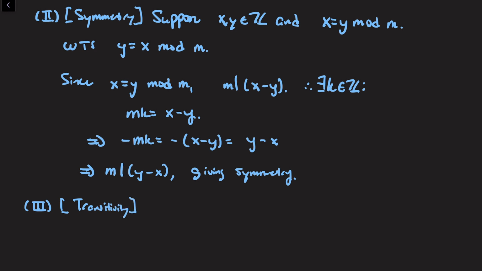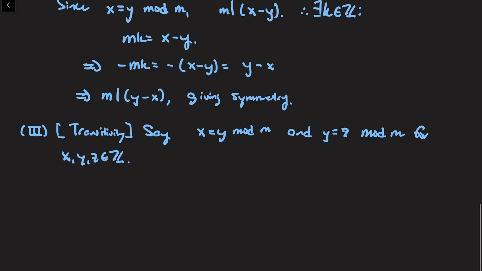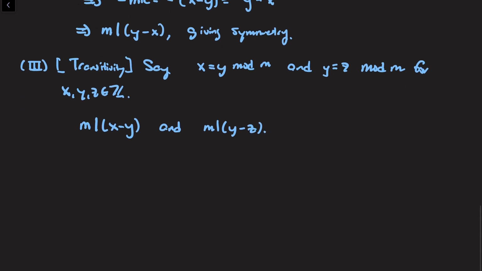So, let's say x equals y mod m, and y equals z mod m for some integers x, y, and z. Well, so m divides x minus y, and m divides y minus z. So what this shows is that m divides x minus y plus y minus z.